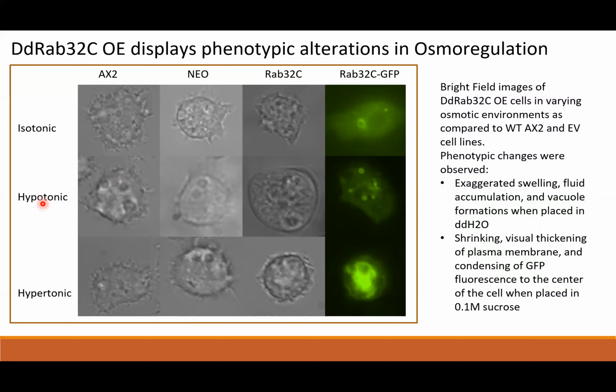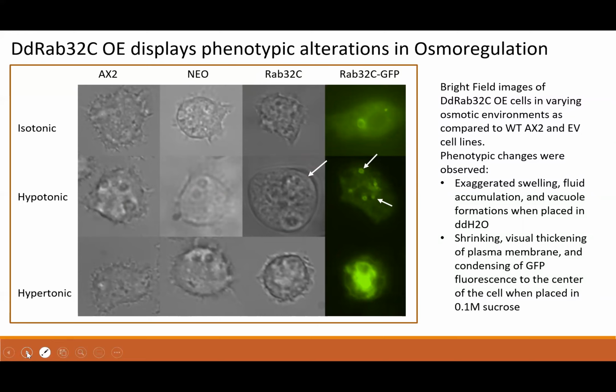So then we placed it in hypotonic conditions. So we placed it in straight water. We waited to see what happens. And if you look, you can see that there is exaggerated swelling. And there are also these little vacuole formations that appeared under the fluorescent microscope. It's different than the other cells. The AX2 wild type cells and the Neo were able to maintain the osmoregulation and maintain their structure when placed in water, whereas Rab32C swelled.